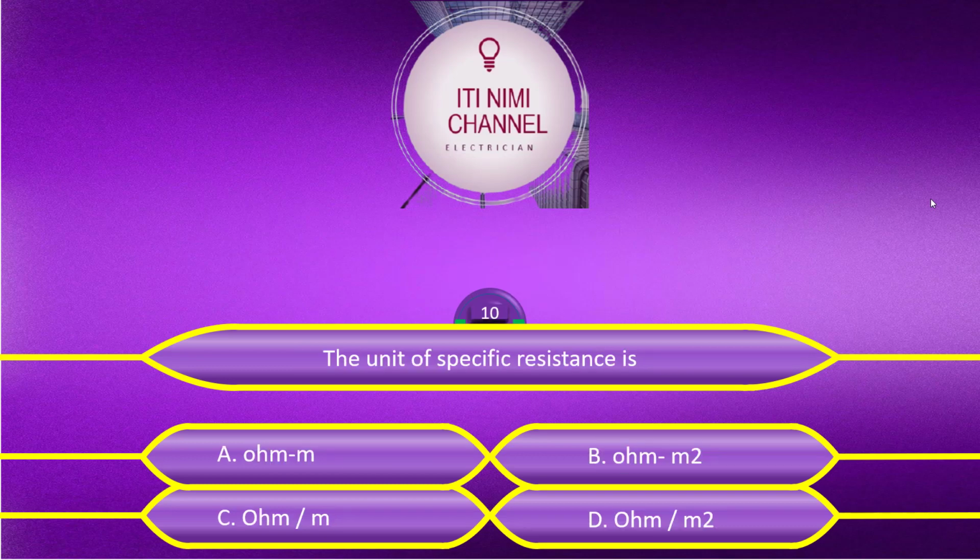The unit of specific resistance is ohm meter, ohm meter square, ohm per meter square. The answer is ohm meter.